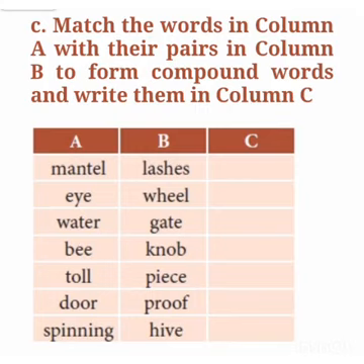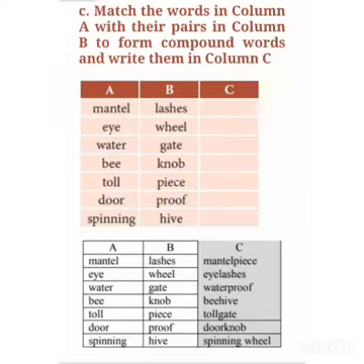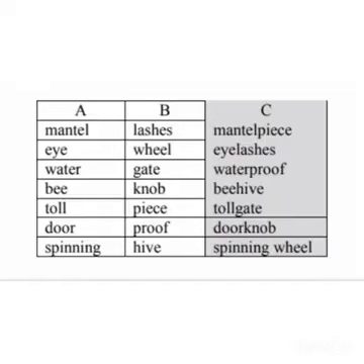The next one, C. Match the words in column A with their pairs in column B to form compound words and write them in column C. A: question is given. B: answer. You have to choose the correct answer and then write it in column C. The question is mantle. Mantle, from B you can select piece. So the first one, mantle piece. Second one, eyelashes. Third, waterproof. Fourth, beehive. Fifth, toll gate. Sixth, doorknob. Seventh, spinning wheel. So complete the answer.